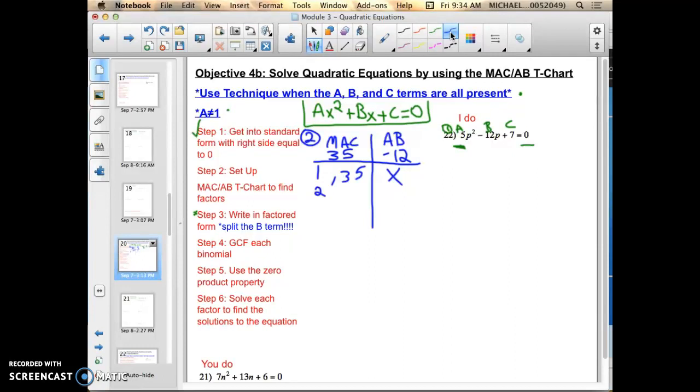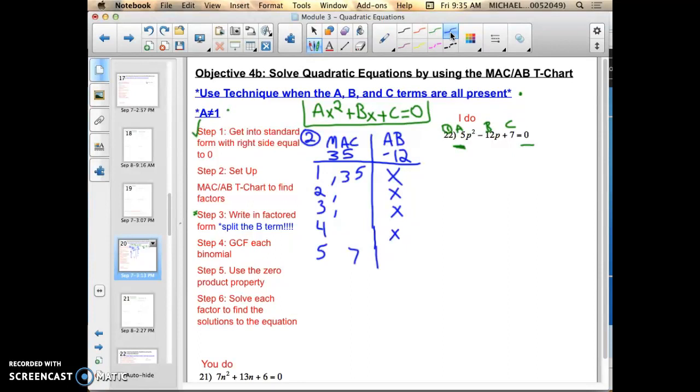After 1 is 2. 35 divided by 2 is not a whole number, so 2 isn't a factor. Then 3, 35 divided by 3 is not a whole number, so 3 isn't a factor. Same story for 4. 35 divided by 4, not a whole number. Now I arrive at 5. 35 divided by 5 is 7, all right? So 5 times 7 is 35. So 5 and 7 are factors of 35.